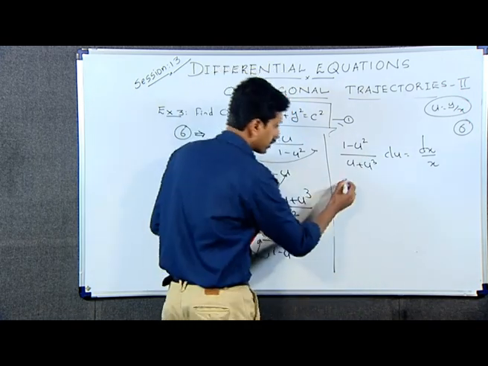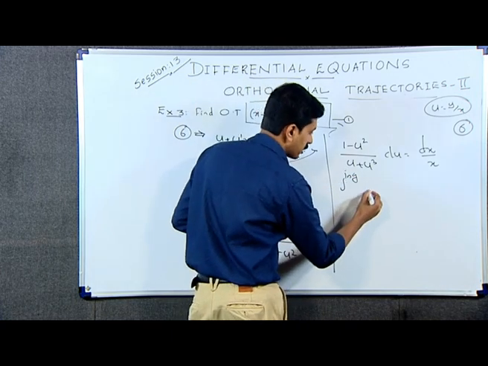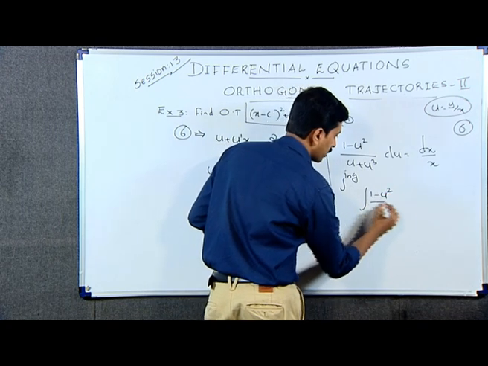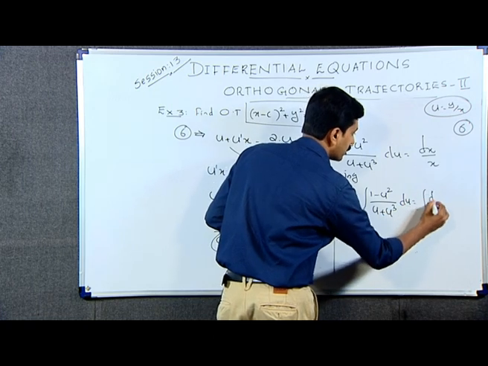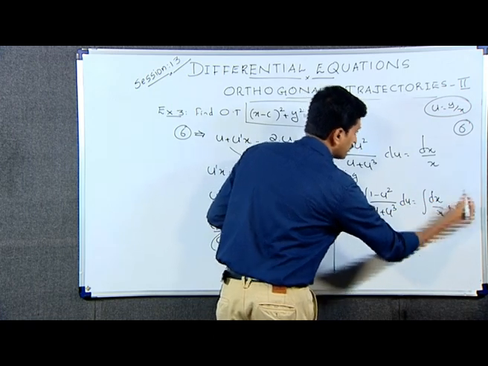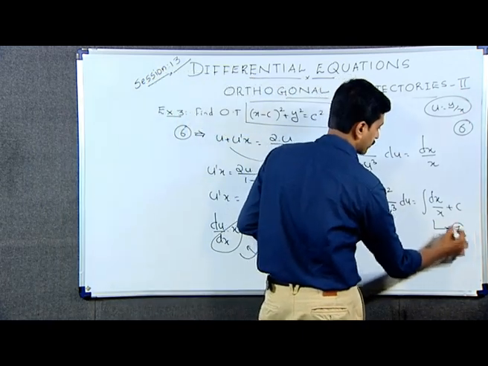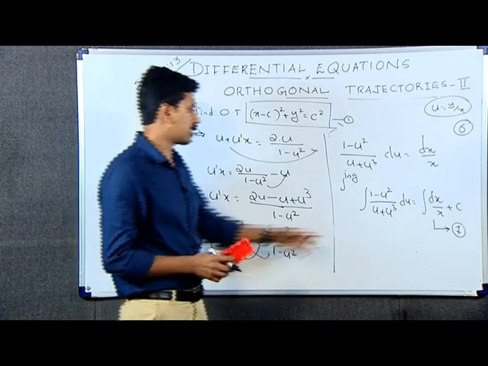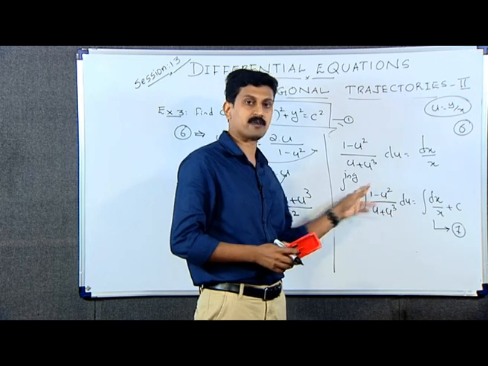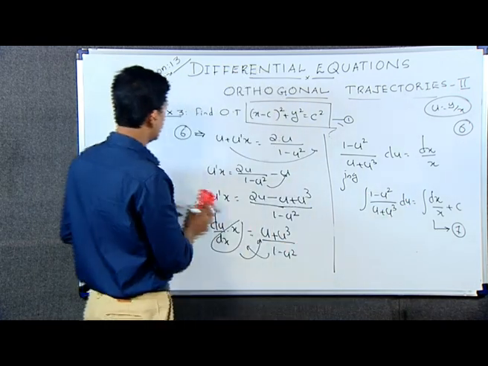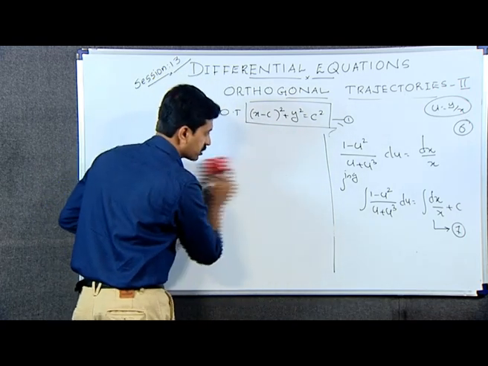So, I like to integrate both sides. It will be the integral of 1 minus u square divided by u plus u cube du is equal to the integral of dx by x plus c. I am taking this as equation number 7. See, in 7 on the left side we have to make it a partial fraction. So, how will we change it into a partial fraction?